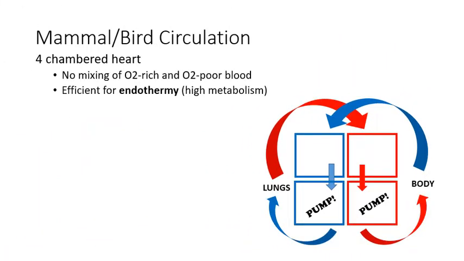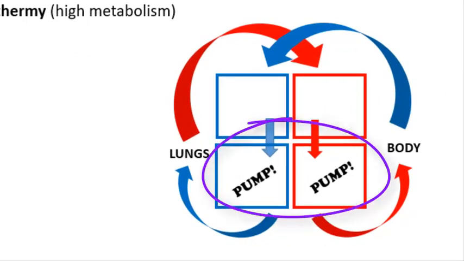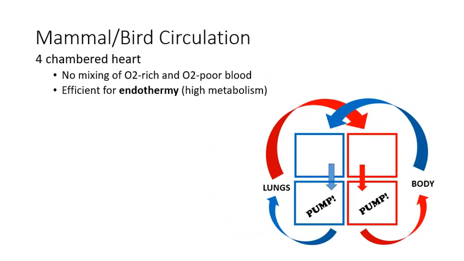Then there's mammal and bird circulation with a 4-chambered heart. There's no mixing of the oxygenated and deoxygenated blood like in the amphibians. We need a more efficient oxygen delivery system since mammals and birds are endothermic. If your body has to maintain a specific temperature, that uses a lot of energy. To make energy, you need oxygen. To make a lot of energy, you need a lot of oxygen.